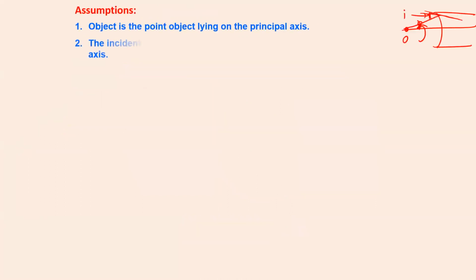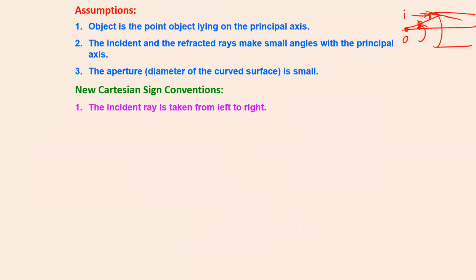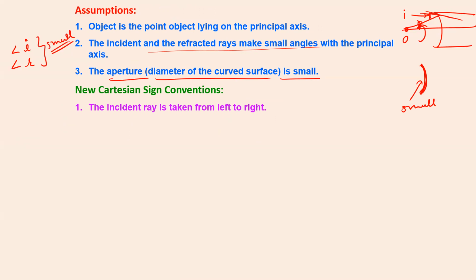We already know all this, and a few of these assumptions we are going to take seriously. First, the aperture should be small. The aperture, or diameter of this curved surface, is this surface, and it is going to be small. One more thing is that the incident and refracted rays make small angles, meaning the angle of incidence and angle of refraction are going to be small. If they are so small, then sin i can be written as i, and tan i can be written as only i.